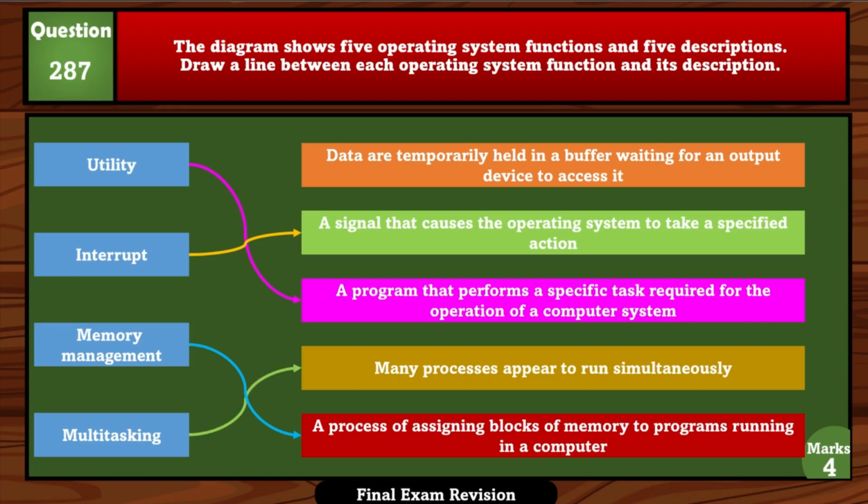The last one is multitasking. So many processes appear to run simultaneously is called the multitask.